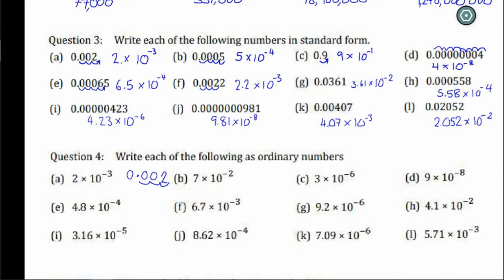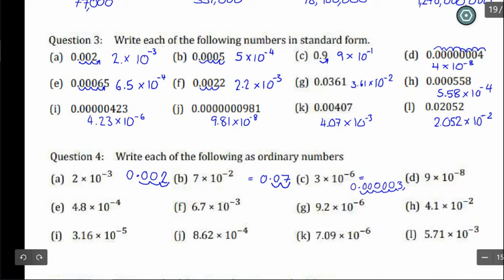On part B, again, I'm going to start with 7. And I'm going to move the decimal point twice because the power is 2. So 1, 2. That's where the decimal point is going to go. I can see I need to add in a 0 here and a 0 there. So 0.07. On C, I'm going to put a 3 on the right hand side and move the decimal point 6 times. 1, 2, 3, 4, 5, 6. So I need to add in 5 zeros there and another 0 there.